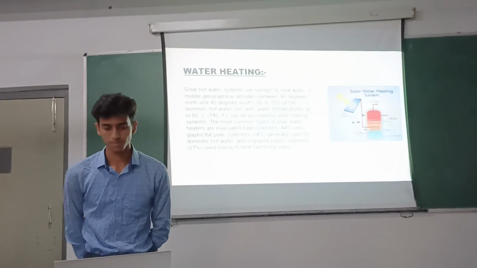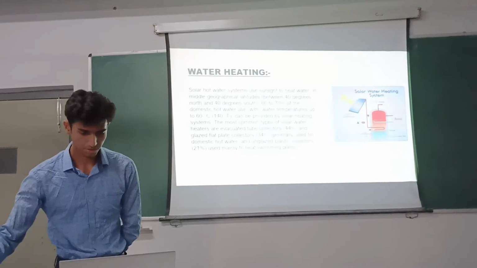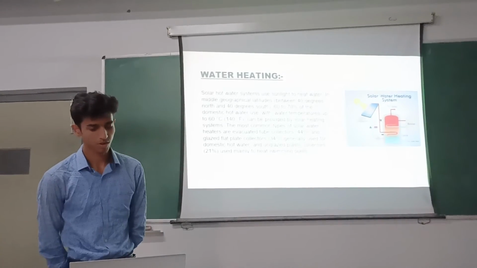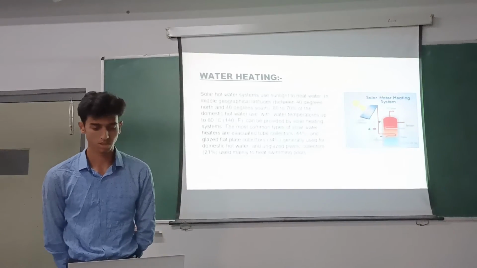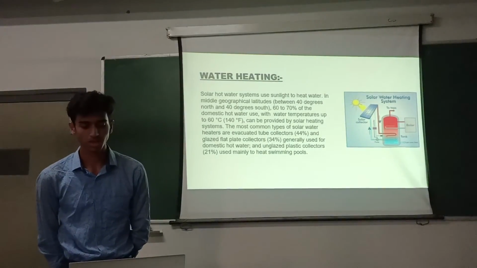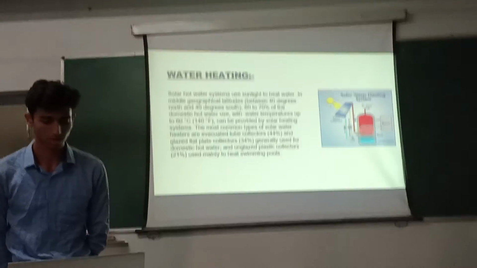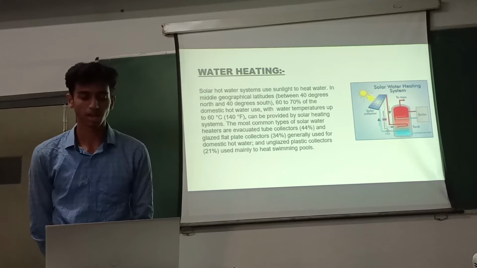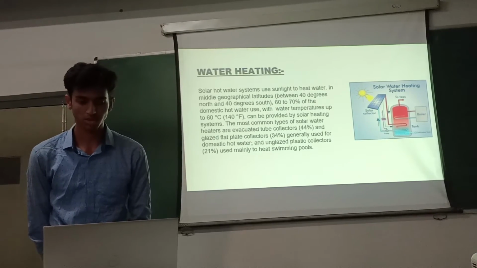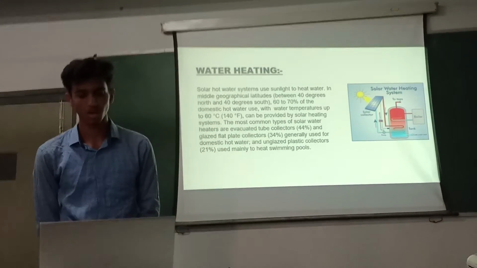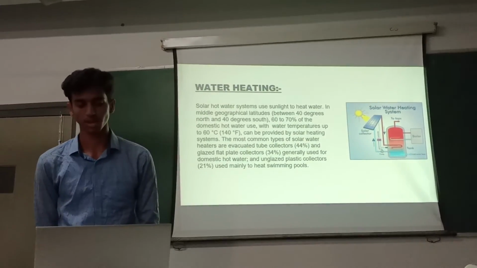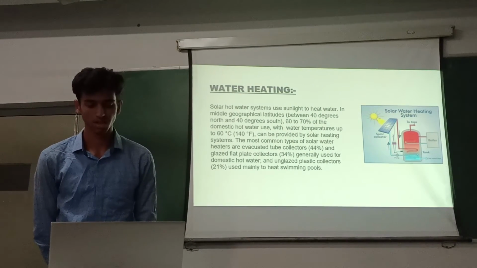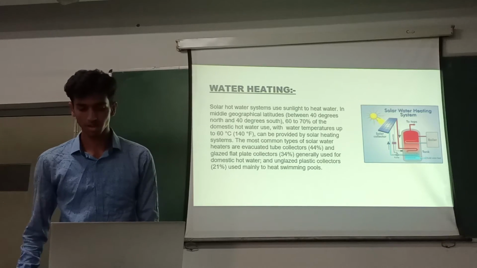The next point is water heating. Solar hot water systems use sunlight to heat water in middle geographical latitudes between 40 degrees north and 40 degrees south. In cold countries, 60 to 70% of domestic hot water use, with water temperatures up to 60 degrees centigrade, 140 degrees Fahrenheit, can be provided by solar heating systems. The most common types of solar water heaters are evacuated tube collectors, 44%, and glazed flat plate collectors, 34%, generally used for domestic hot water, and unglazed plastic collectors used mainly to heat swimming pools.